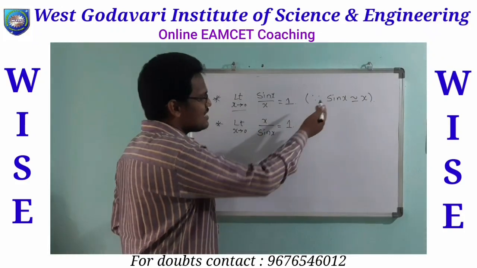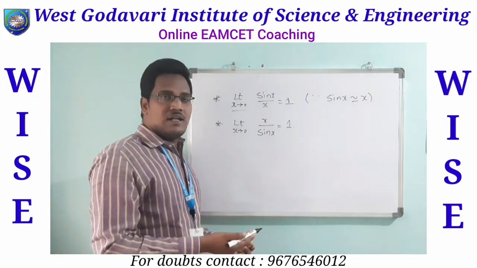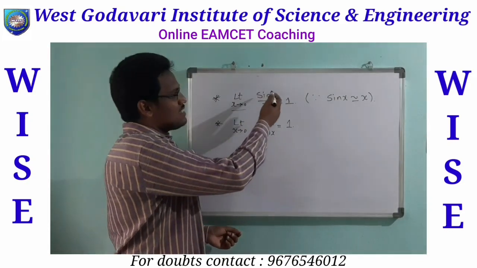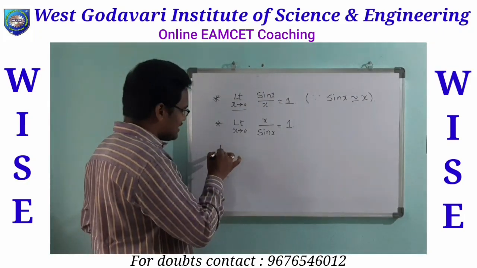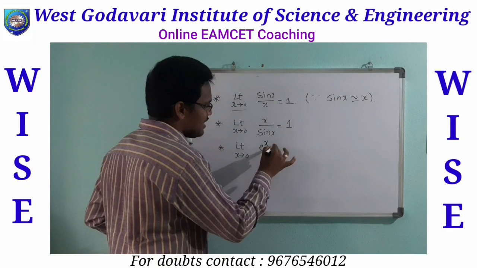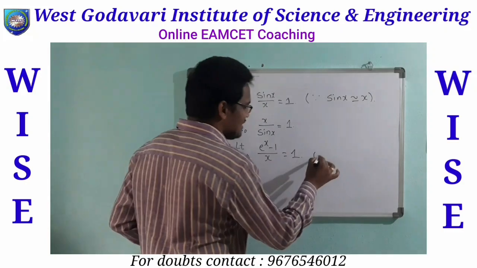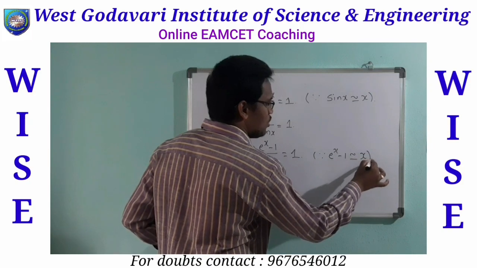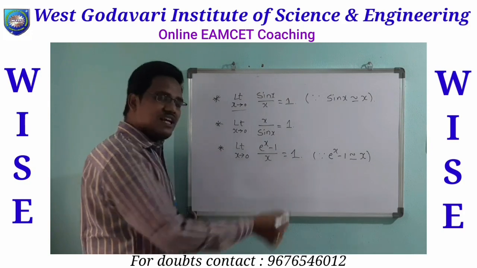Based on this reason, some other properties are limit x tends to 0, tan x by x is equal to 1, limit x tends to 0, x by tan x is equal to 1, and limit x tends to 0, sin inverse of x by x is equal to 1, and so on. The next property is limit x tends to 0, e power x minus 1 by x is equal to 1, since e power x minus 1 is approximately equal to x.